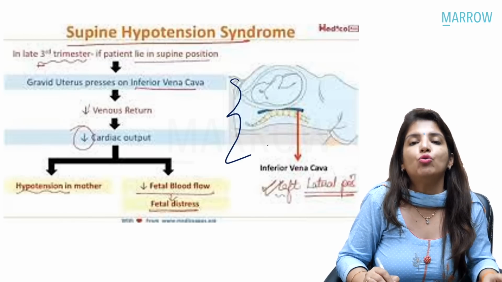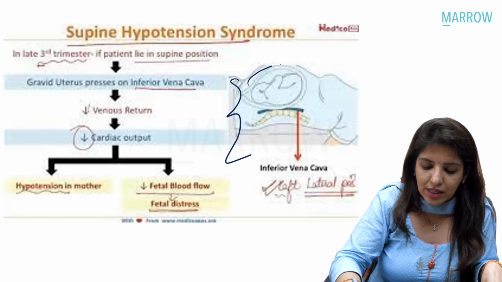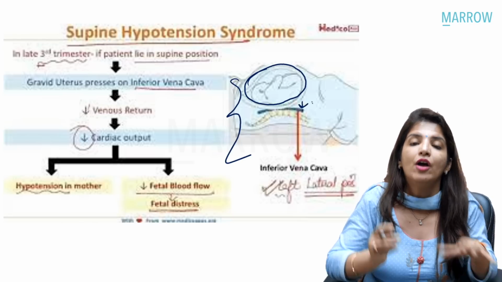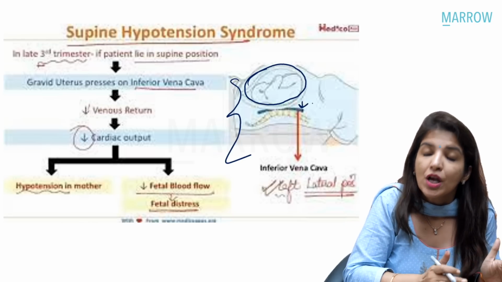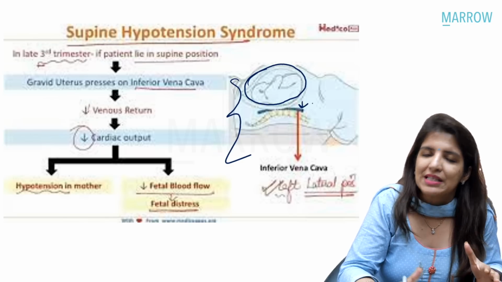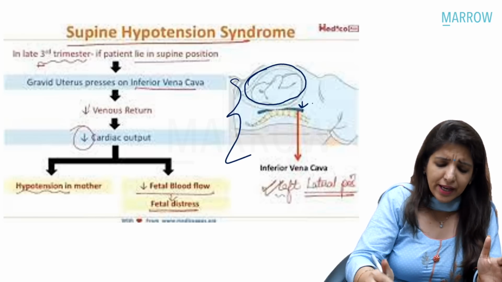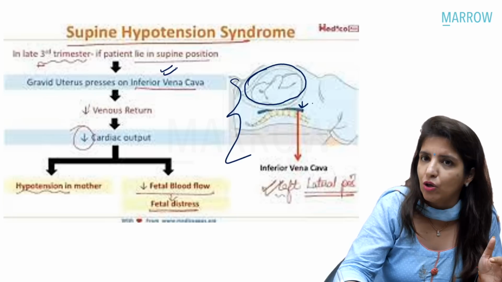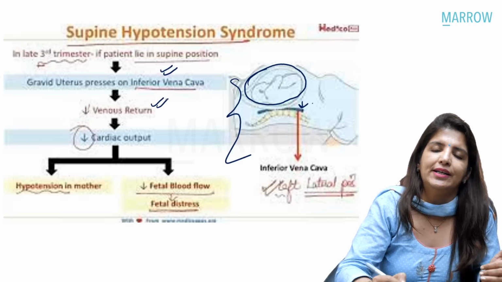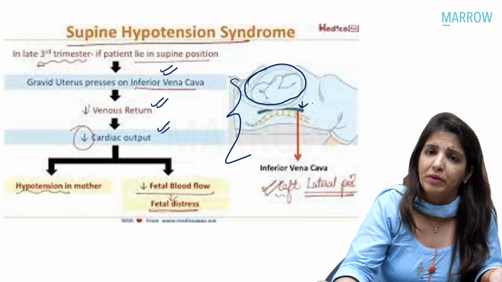And they can ask you, what is this image indicating? So in this image, I'm seeing that the gravid uterus is pressing on the inferior vena cava when a patient lies supine. Always remember that in the late third trimester, if a pregnant female lies supine, her pregnant uterus presses on the inferior vena cava, and because of that, the venous return is decreased. And obviously, if venous return is decreased, cardiac output would be decreased.